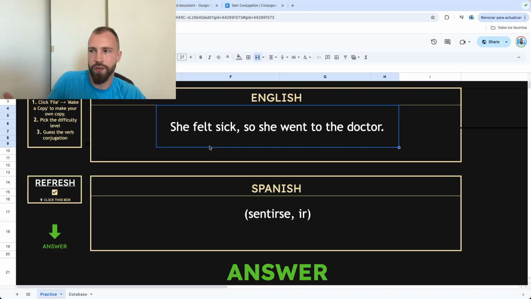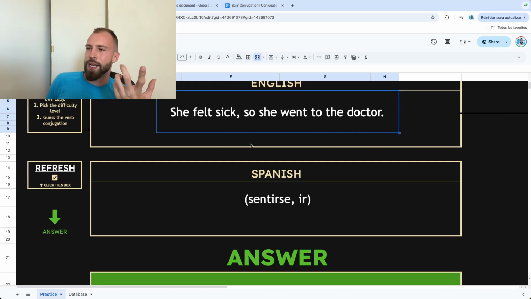So you could think of it as she was feeling sick, because we don't have a specific moment where she felt sick. We're not saying last Monday she felt sick. We're saying she was feeling sick in general. We're giving background. That's another way a lot of teachers like to introduce the imperfect, when you're giving background. I never really resonated with that, but maybe that resonates with you. But yeah, she was feeling sick, so she went to the doctor.